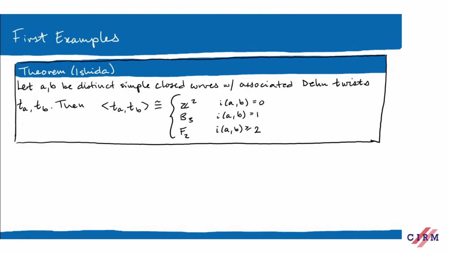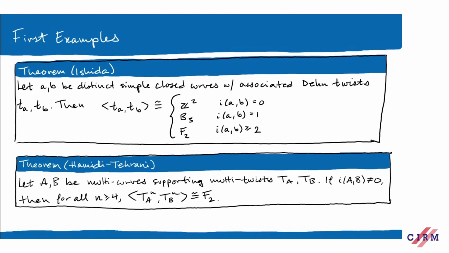Pushing this a little further, I can look at what are called multi-twists, where you simultaneously twist along disjoint curves. If I have two such collections of curves, as long as there's some amount of intersection between them, the multi-twists about those curves may not generate a free group on the nose, but after passing to, say, fourth powers, you'll get a free group. This was proved by Hamidi-Tehrani.